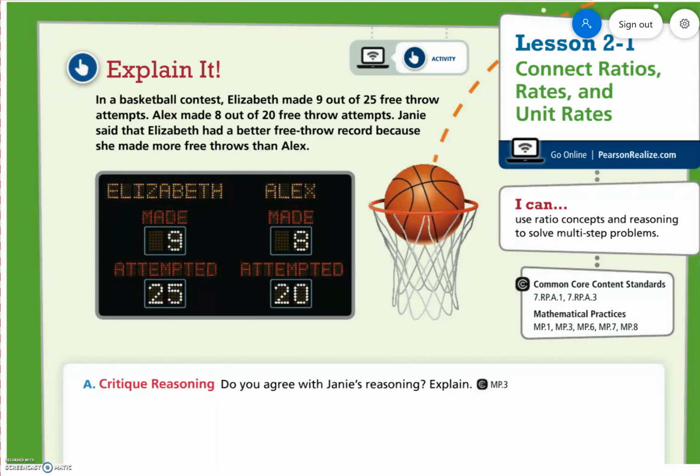Today's lesson, we are connecting ratios, rates, and unit rates. By the end of the lesson, I want you to be able to say, I can use ratio concepts and reasoning to solve multi-step problems.